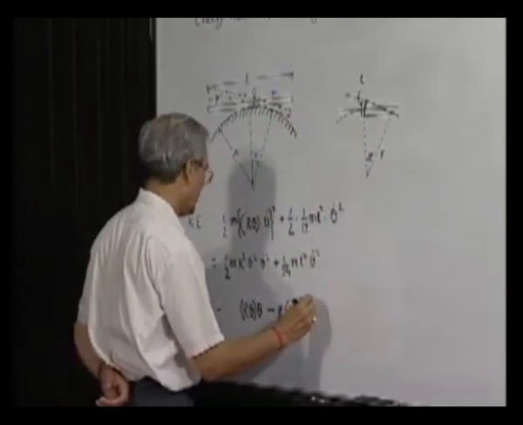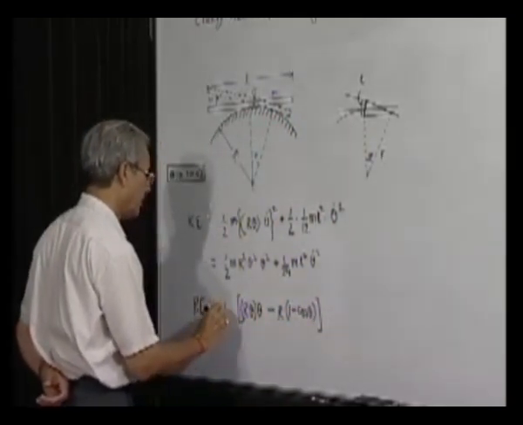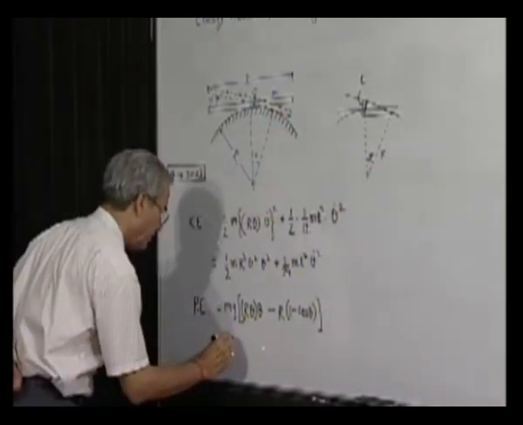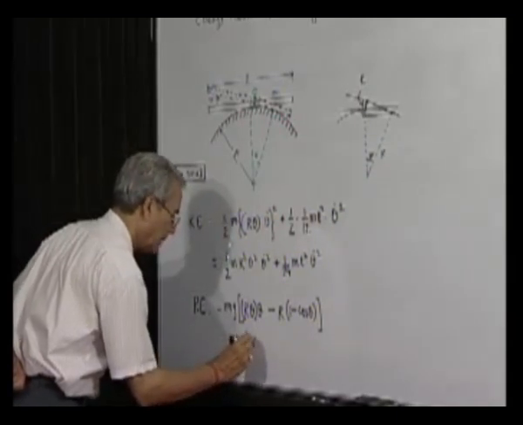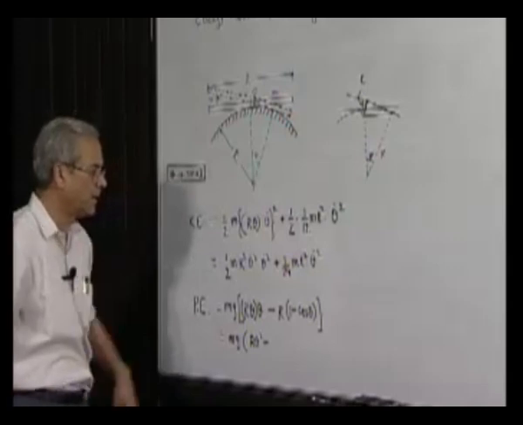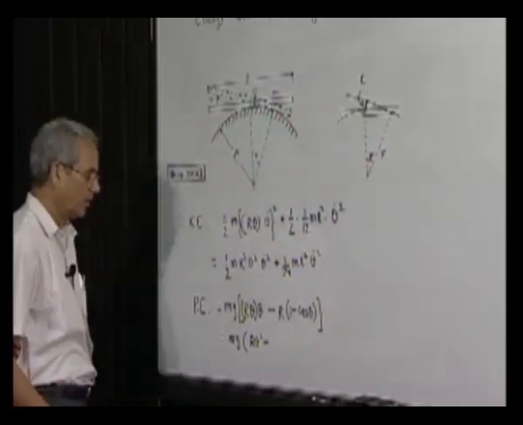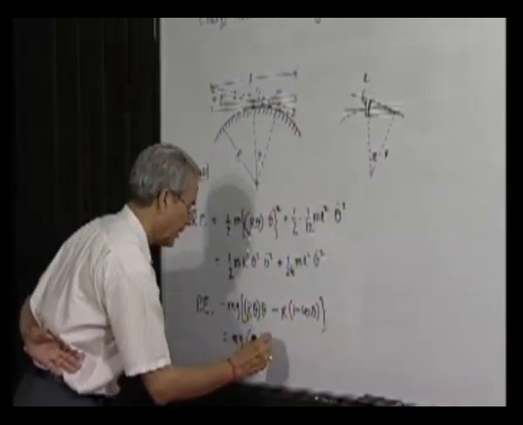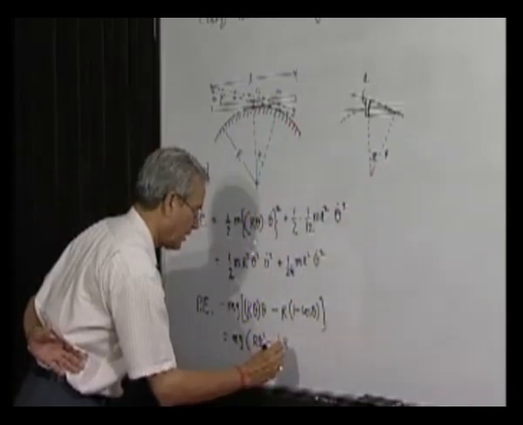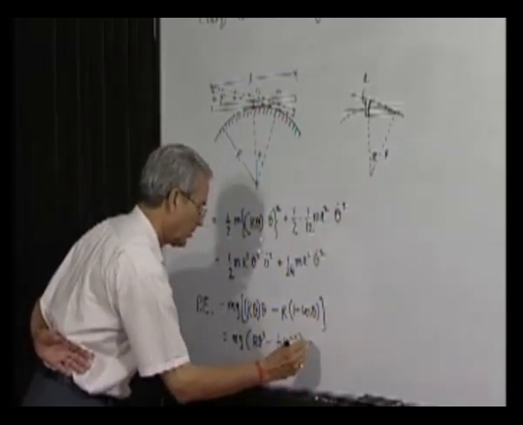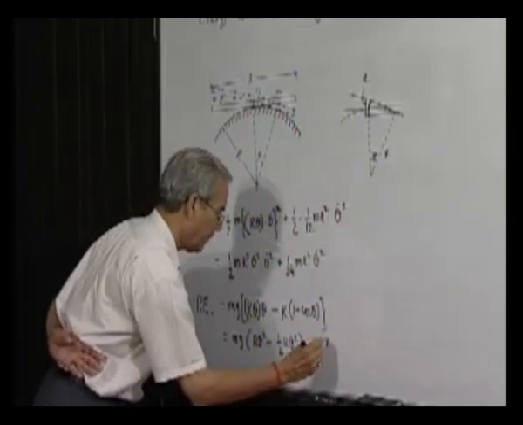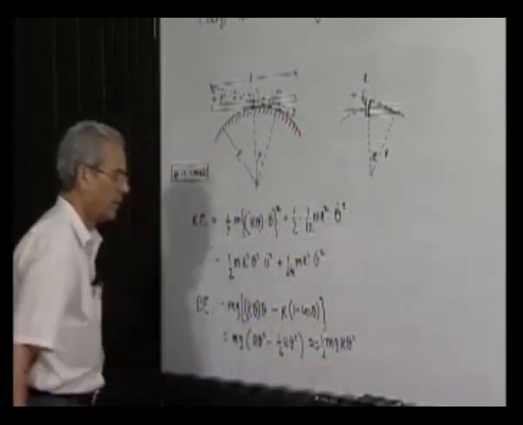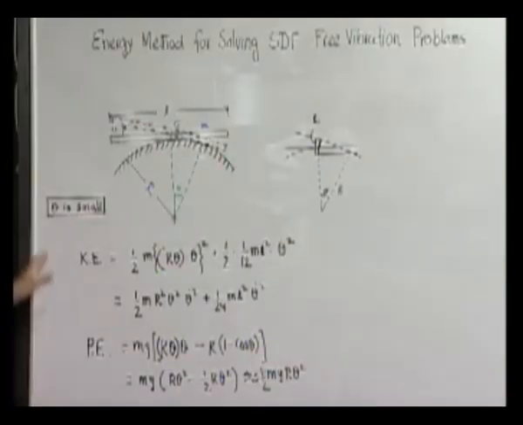Now this is the total height change, multiplied by m g. We know already that this is equal to m g r theta squared, minus 1 minus cosine theta. If you expand, cosine theta is 1 minus half theta squared. So 1 minus this will be minus half r theta squared. So this is approximately m g half r theta squared. This is an approximation considering theta to be small.